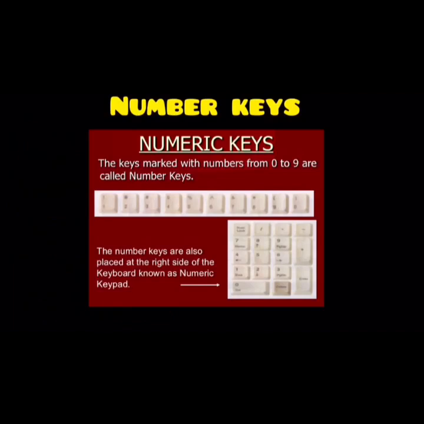The keys that have the numbers 0 to 9 on them are called number keys. The other name for number keys is numeric keys. What is the use of it? We can type numbers. And on a keyboard, at 2 places we have number keys. One is at the top of the alphabet keys and the other one is at the right side of the keyboard, and that is called the numeric keypad.